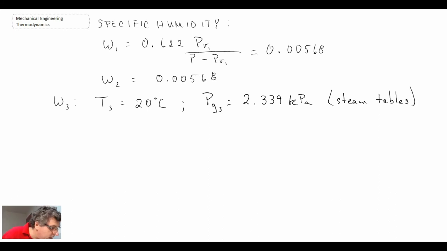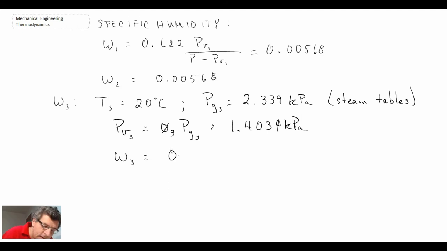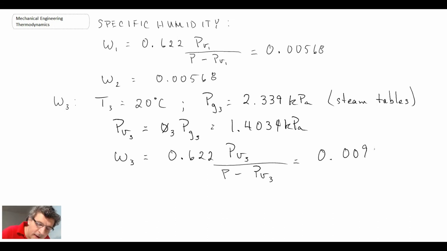And with that, we can then calculate the partial pressure due to the water vapor. Once we have that, we can put it into the equation that enables us to calculate the specific humidity. And P here would be the 95 kPa, or atmospheric pressure. And then we get 0.0933 for the specific humidity at state 3. So there we have specific humidity at 1, 2, and 3.